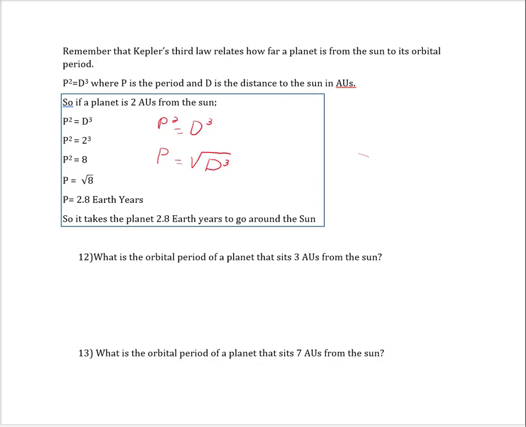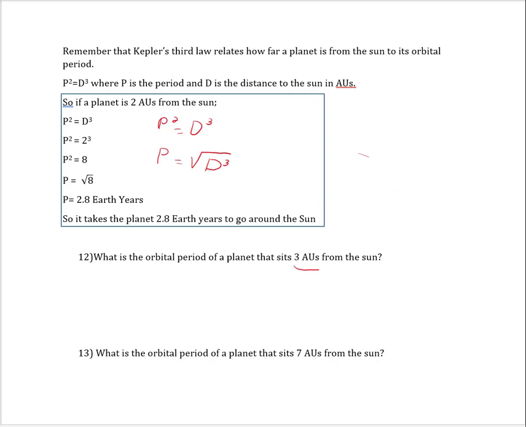So here we have a planet that's sitting 3 AUs from the sun. So take that 3, I'll do it over here. I'm sorry, I got that wrong, didn't I? Take that 3 and cube it, and then take the square root of that. That's how you do these. 7 is the same thing. Cube it, and then take the square root of it.